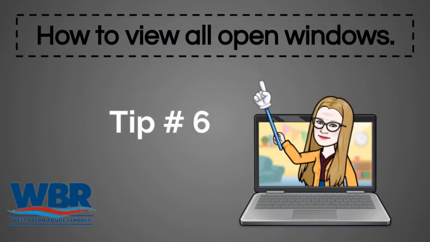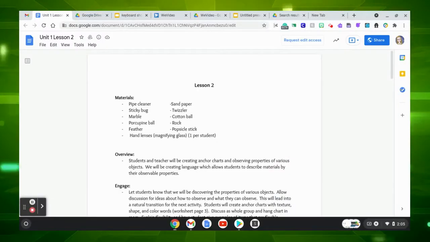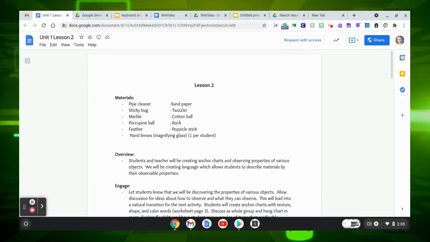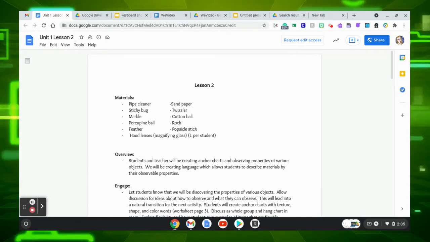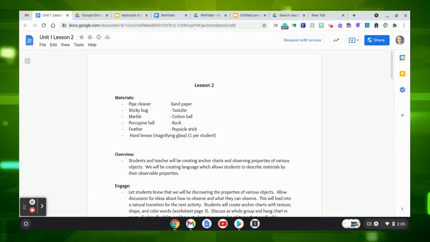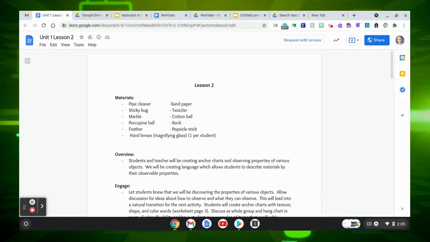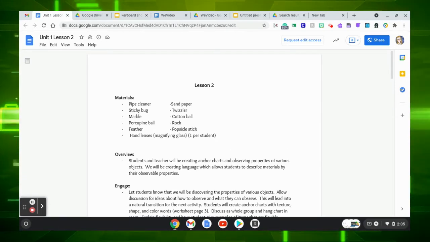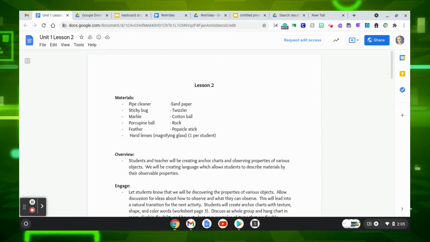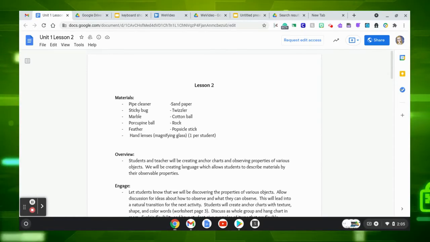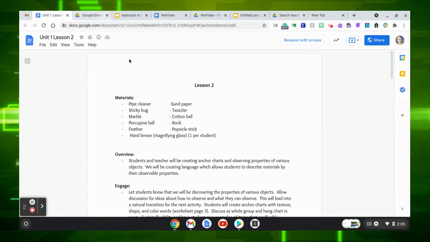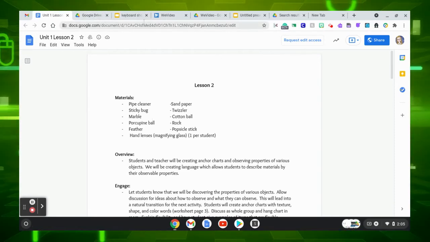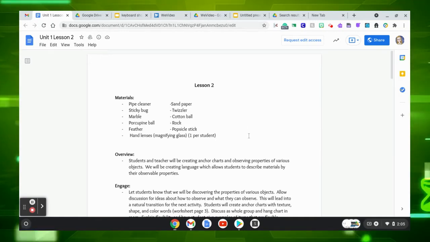Tip number 6, how to view all open windows. Sometimes a student might be working on an assignment, but you're kind of suspicious that maybe it doesn't have their full attention. Sometimes students can have what are called background windows open, where perhaps a YouTube video or a game is playing. When you look at their screen, it looks like they're working on the assignment, and you don't see any tabs at the top that seem suspicious.